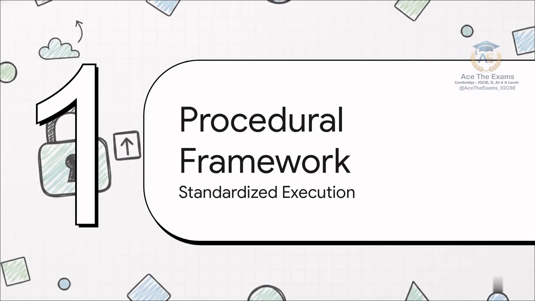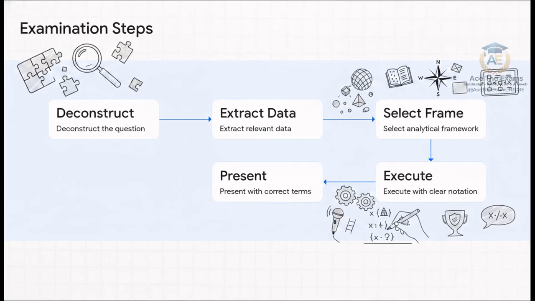Section 3, the procedural framework. This is all about standardized execution. To beat that exam panic and stop acting like Sam, you need a systematic safety net. We call this the computer science success blueprint. Step 1, deconstruct the question. Literally circle the command words. Step 2, extract relevant data from the scenario.